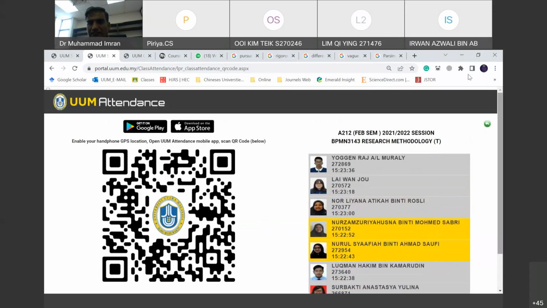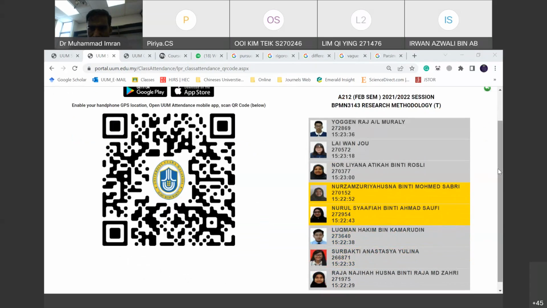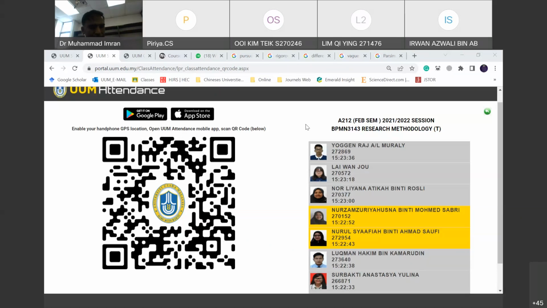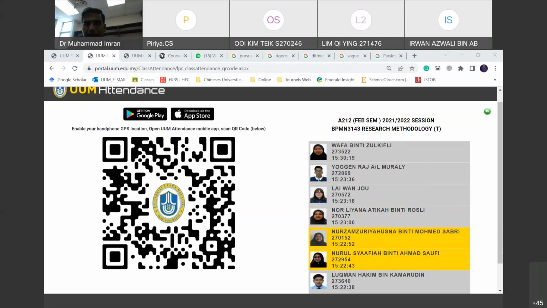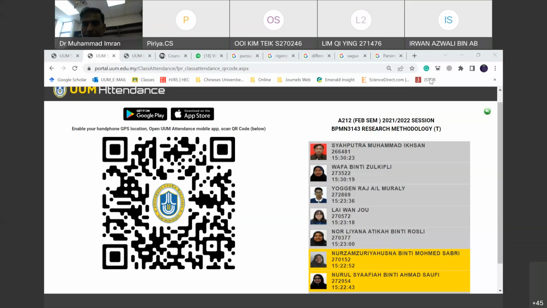Only a few people recorded their attendance, so last minute for your attendance. Can you see the barcode? Okay, you can. Last minute, after this I will close the attendance. How to say the numbers? 1, 2, 3, 4, 5, 6, 7, 8, 9, 10. Can anybody help me? I don't know why you don't want to participate.